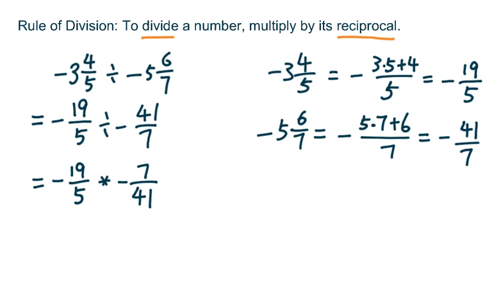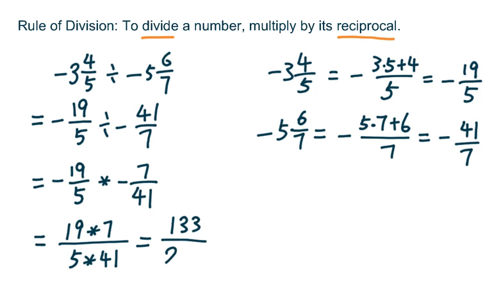Now it looks like we cannot reduce any fractions here before we multiply, so we are just going to multiply the numerators together and the denominators together. And also, since it's a negative number times a negative number, the result should be positive, so we just need to write 19 times 7 over 5 times 41. So the answer is 133 over 205.